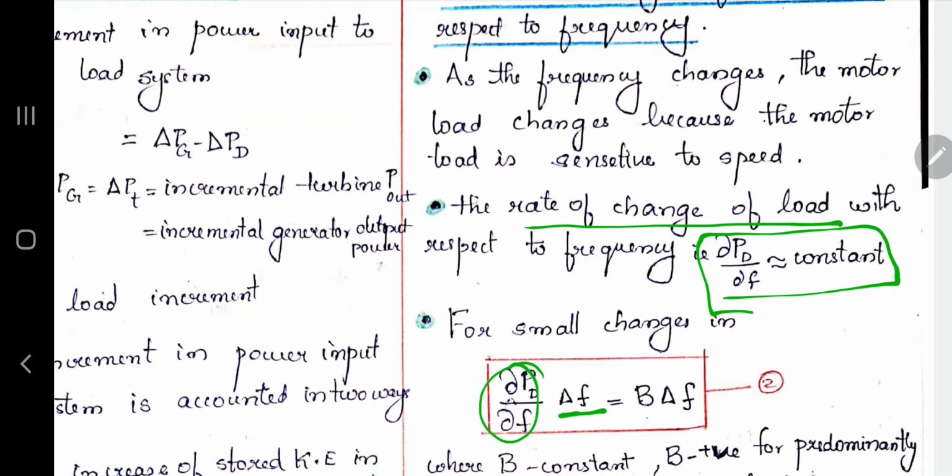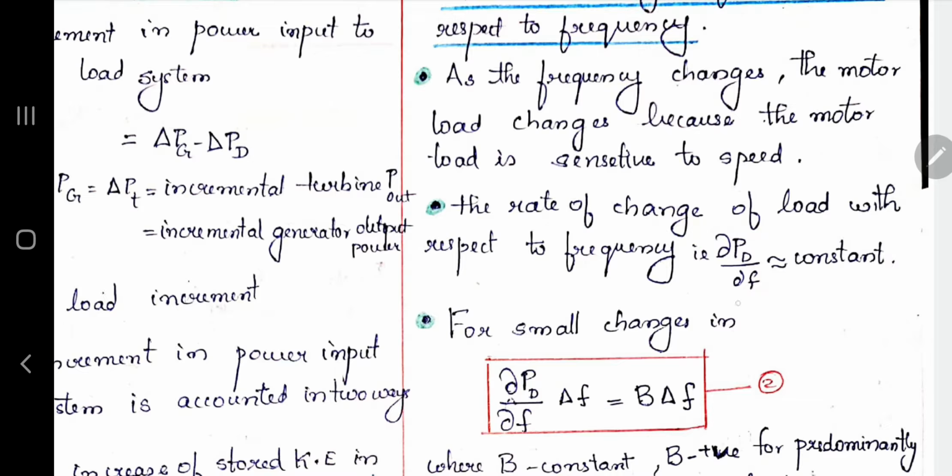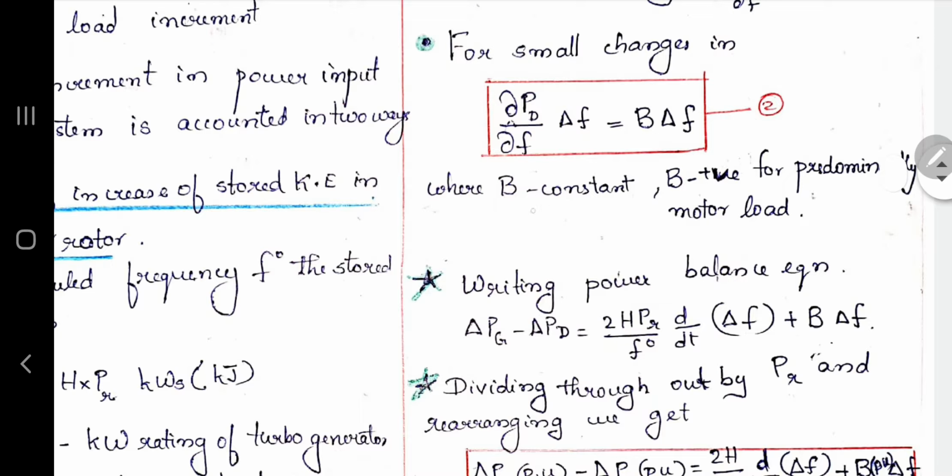as B ΔF. Here we have to consider that this ∂PD/∂F is a constant B. PD means the load change and ∂F means the change in frequency. B is a constant, and normally B is predominantly positive for the load. If it is predominantly motor load, then we can consider the B value as a positive value.